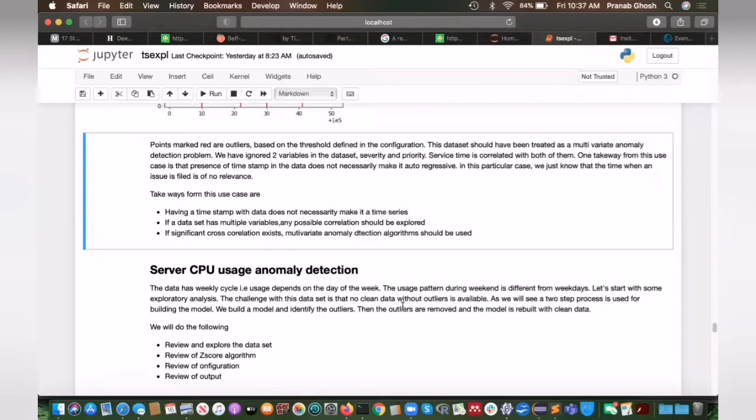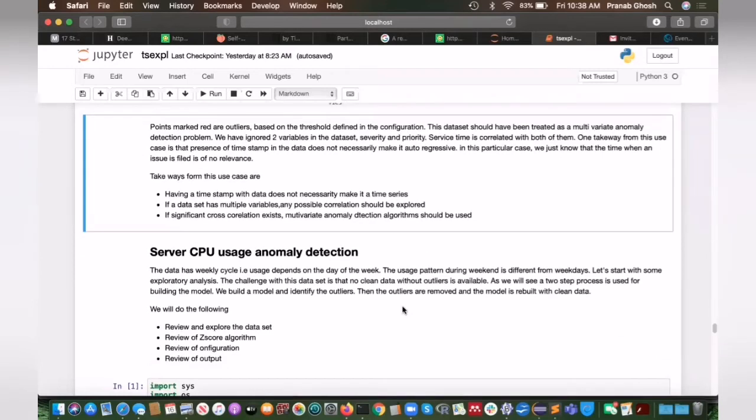So as we discussed last time, if your data set has multiple variables and you have a hunch that they might be correlated, then you need to do cross correlation analysis. And if there is significant cross correlation between the data columns, then you need to do multivariate anomaly detection. So univariate anomaly detection is not appropriate in that case. So that's the first use case.